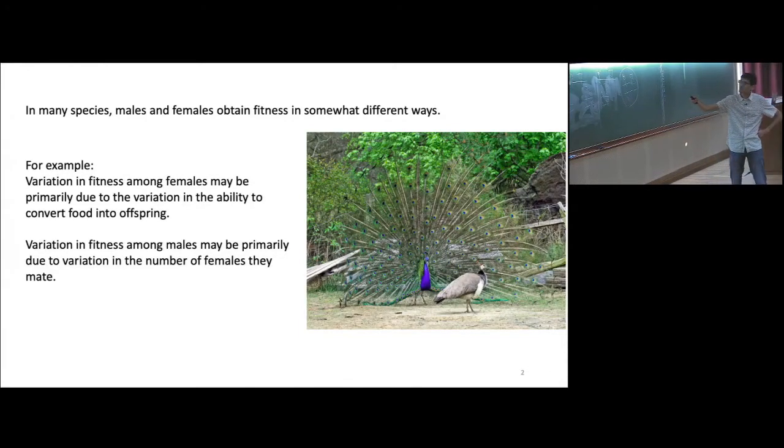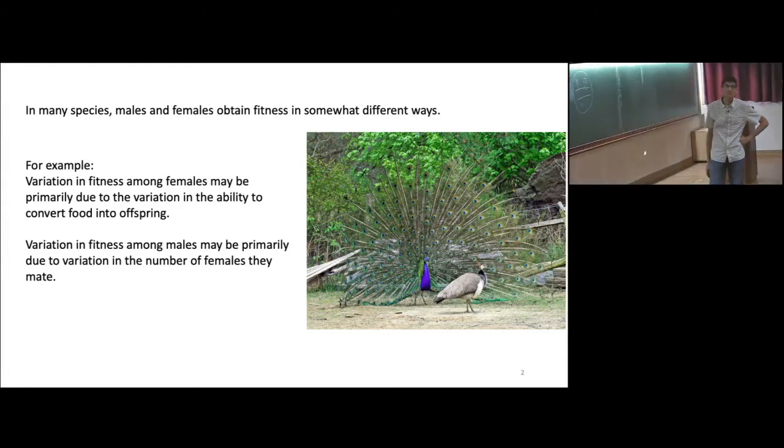So I'm sure many of you know that in many species, males and females obtain fitness in somewhat different ways. And it's of course worth noting that there's lots of organisms that actually don't have separate sexes at all. But of course many animals and some plants do have separate sexes. And so, males and females obtain fitness in different ways. For example, variation in females might primarily come from variation in the ability to obtain food and convert that into offspring, whereas variation in males may primarily be due to variation in the number of females they mate with.